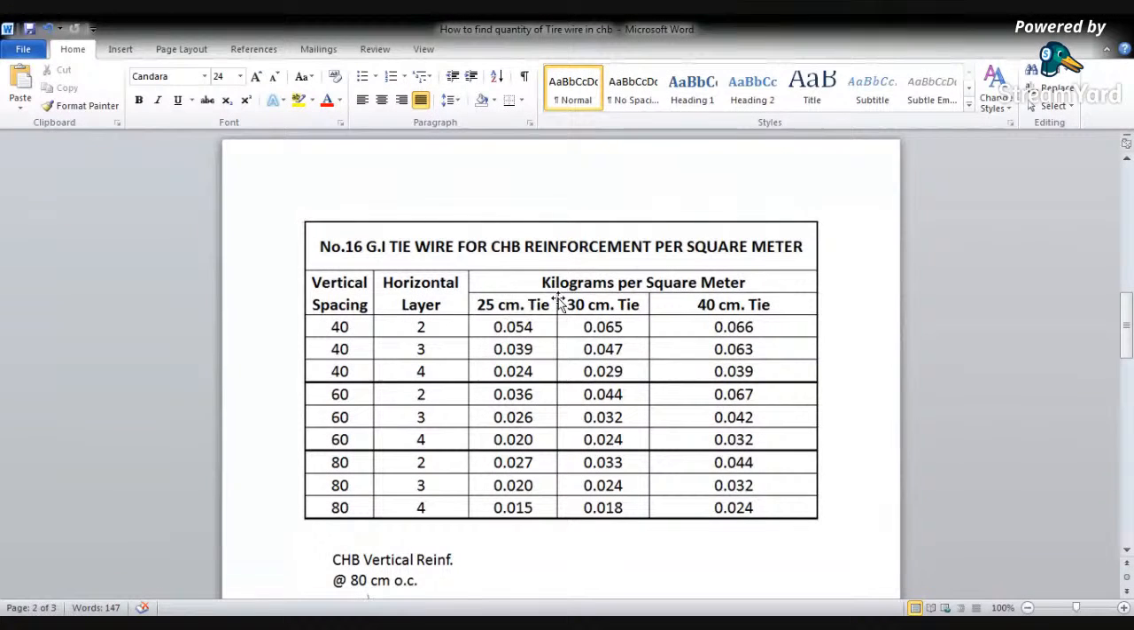So there is 25 centimeter tie. This is the length. There is 30 centimeter tie, and there is also 40 centimeter tie. So this is the multiplier of each vertical spacing. For example, 40, 2 layers. This is the multiplier. If you use 30 centimeter tie, you will multiply by 0.065. Or if you use 40 centimeter tie, you will use 0.066. Multiply to the area of the wall or the fence that you need to put the hollow blocks.